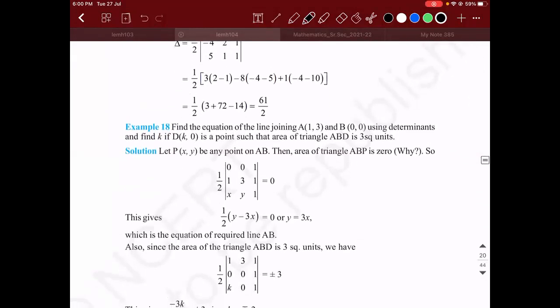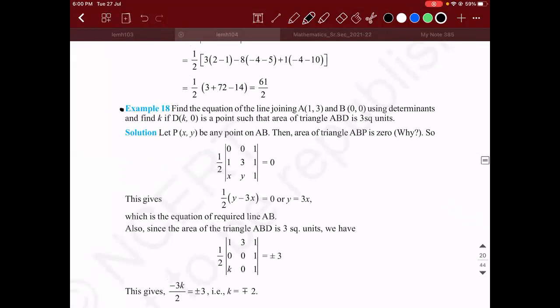Right. See, let's take this example. Let's do one last problem and wind up. Find the equation of the line joining A(1, 3) and B(0, 0) using determinants, and find K if D(K, 0) is a point such that the area of triangle ABD is 3 square units. So how to find the equation of the line? What is the equation of line joining 2 points? y minus y1 is equal to m into (x minus x1). But they want us to find it using the determinants.